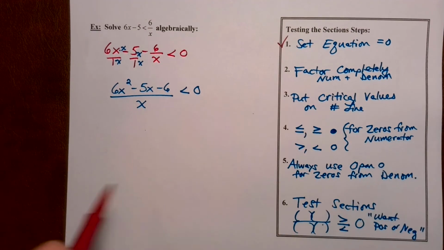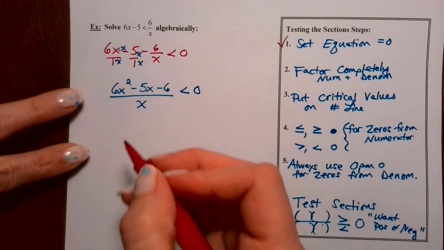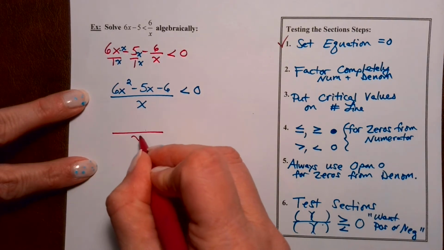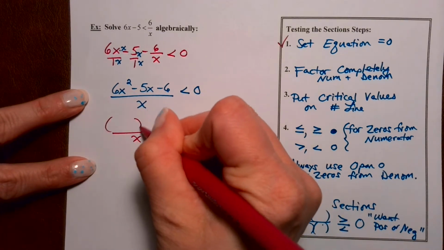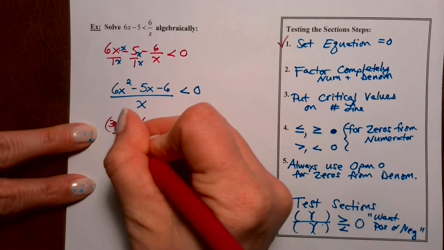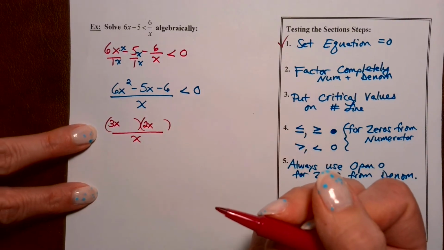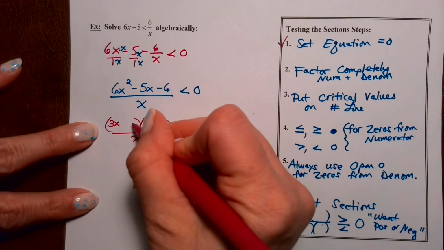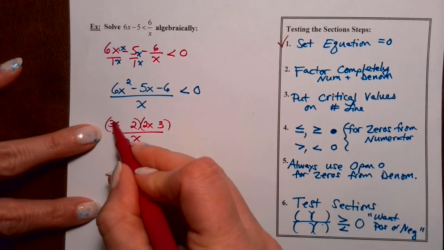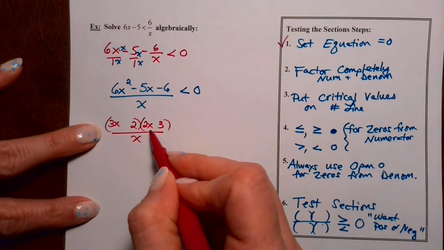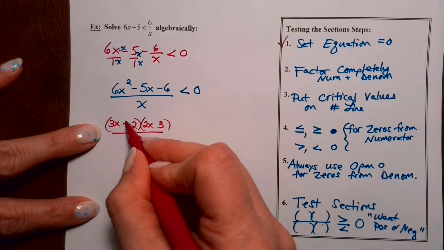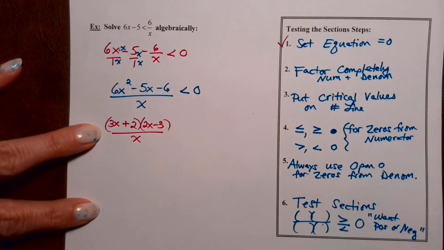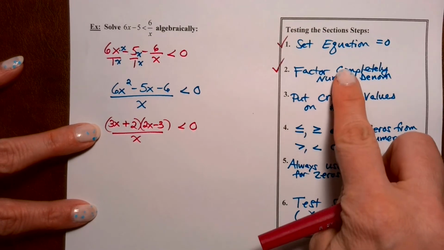Factor completely. Let's do that. Let's factor the numerator and the denominator. Let's see, we're going to have to make a 6. Let's try 3x times 2x. And let's try 2 and 3 again. If I put 2 right here and 3 right here, that would make outers of 9, inners of 4. 9 and 4. If this was positive and this was negative, that would make a minus 5. Don't forget my less than 0. Factor completely, check. Numerator and denominator.